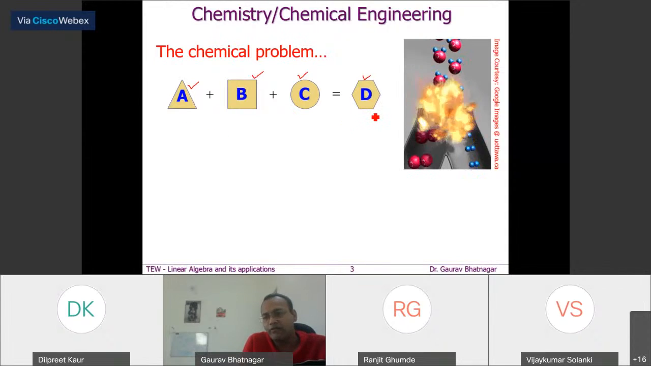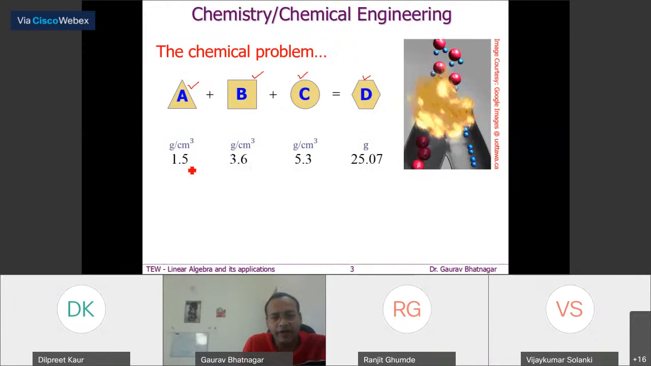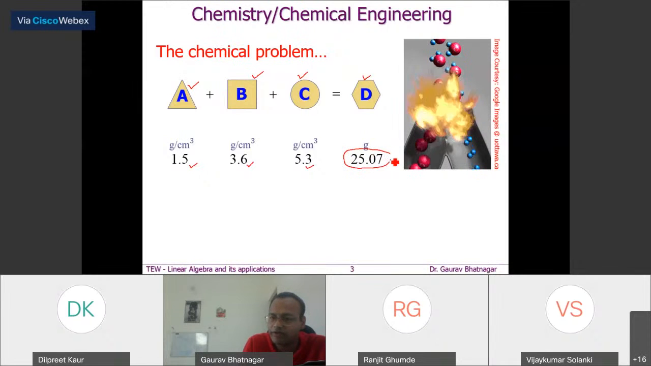So now we have some information: if we take 1.5 gram per centimeter square of substance A, and 3.6 gram per centimeter cube of substance B, and similarly 5.3 for C, then we are going to get approximately 25 grams of the substance D. So this is one case where the researcher tried different values of these diluted solutions to create approximately 25 grams of the substance D.